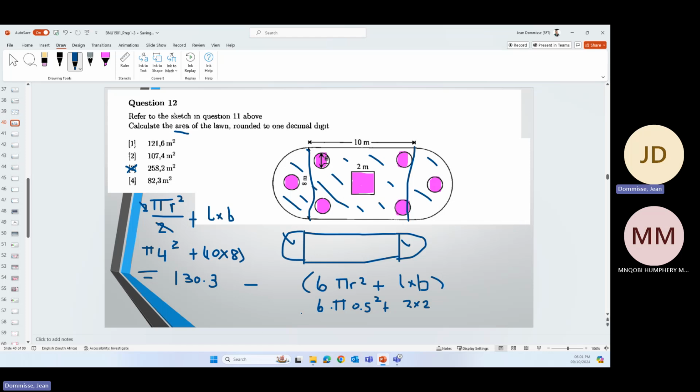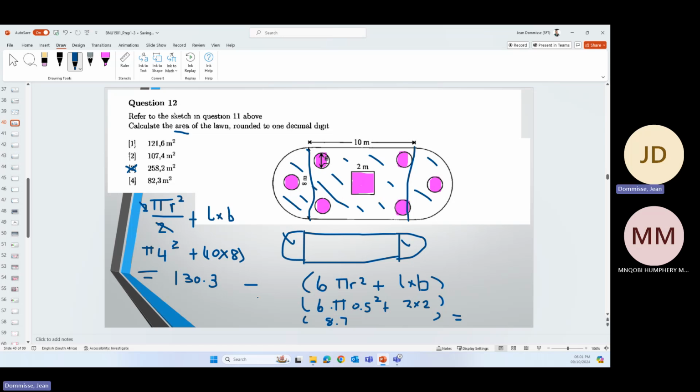Okay, so let's see how big this area is that we are subtracting from 150.3. So it is 0.5 to the power of 2, then it is multiplied by pi, multiplied by 6. So that gives me 4.71. And if I add 4 to that, I get 8.7.